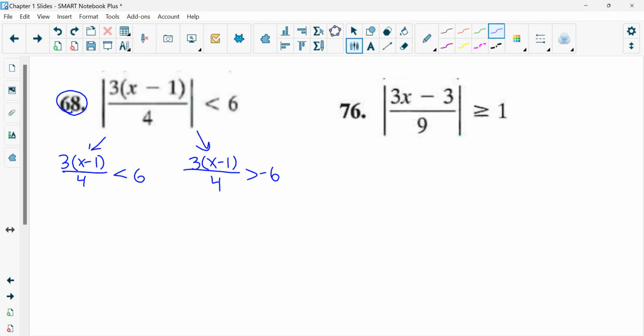So as we go to solve this, first thing I want to do, since this whole thing is divided by 4, the opposite of division by 4 is multiply by 4. So I can multiply this side by 4, and then I multiply the other side by 4. So that 4 cancels the 4's out. So we're left with 3 times the quantity of x minus 1 is less than 24.